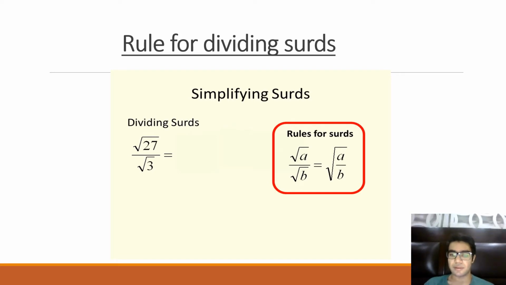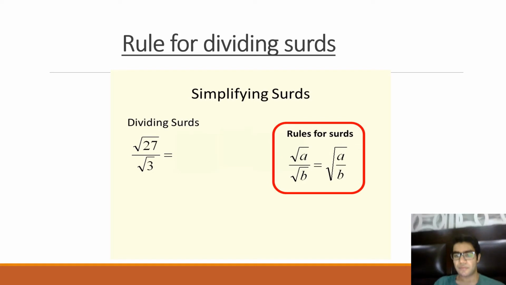The general rule is this: square root of a divided by square root of b is equal to square root of a divided by b. Basically this means that if we have two numbers which are square rooted and they're being divided, we can combine them under one square root and then divide the two numbers.